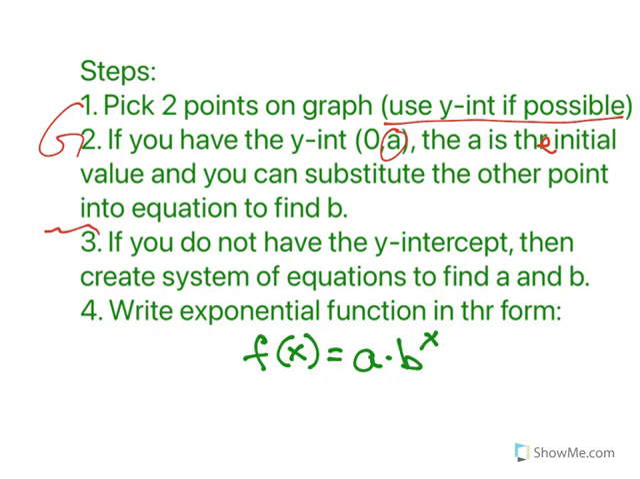Now, go to number 3. If we don't have the y-intercept, then we're going to have to create a system of equations by plugging in x and y into the function, solving for A and B, and then we can plug those into our exponential function in the form of f of x equals A times b to the x.